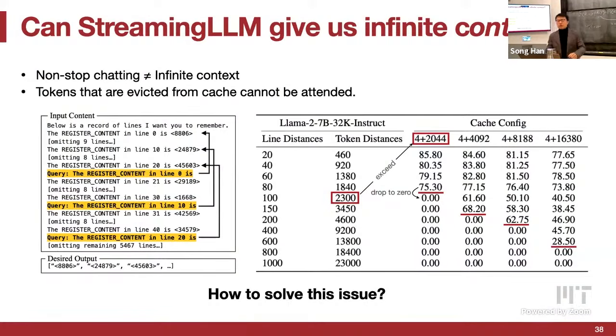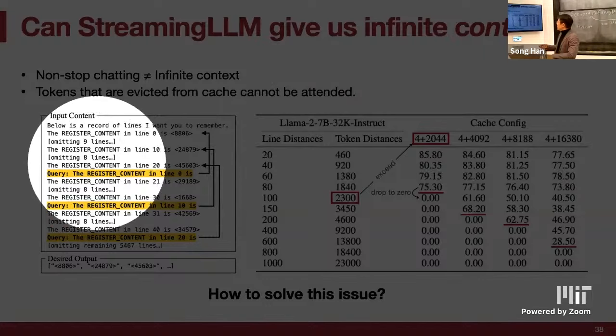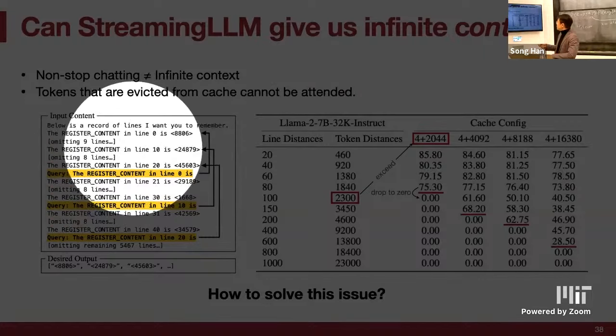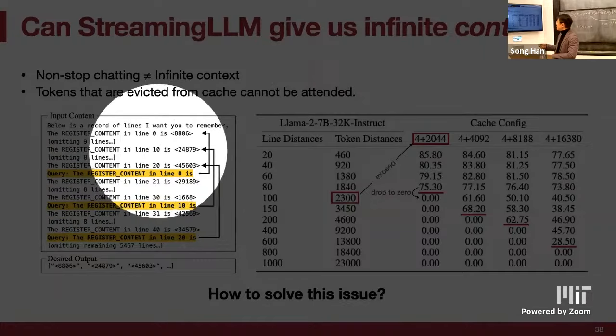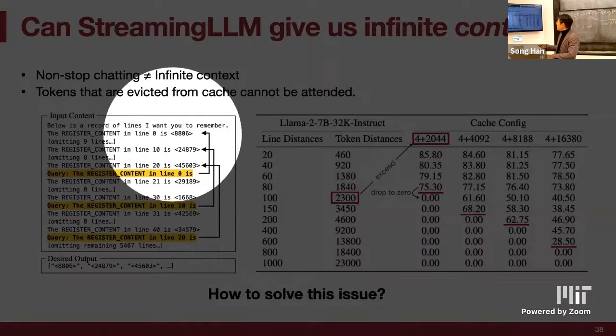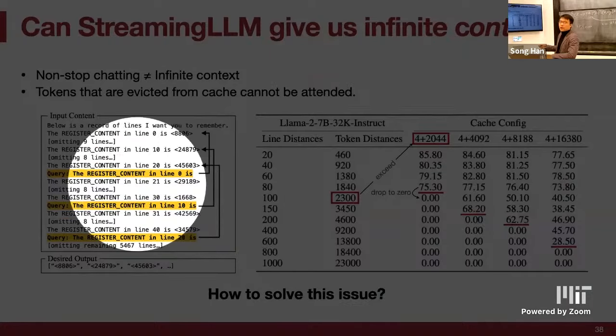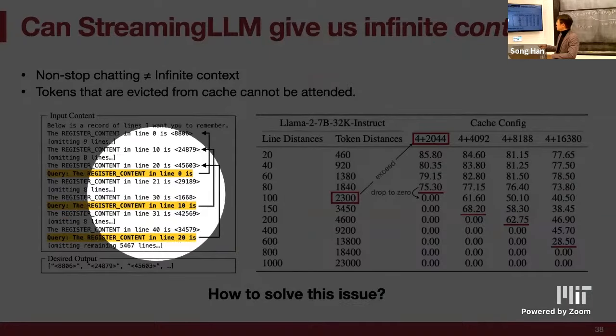But streaming doesn't equal long context. For example, we design this experiment: we have a query, and a register for line 0 is something, for line 10, for line 20, etc. And then we ask what the register containing line 0 is, and we try to retrieve 8806. And then we keep adding new contents and try to look back to ask about the content.